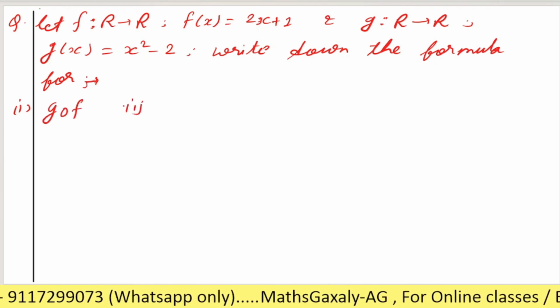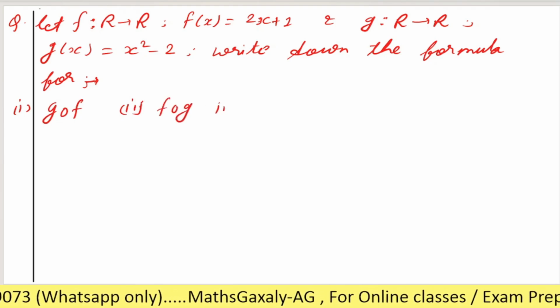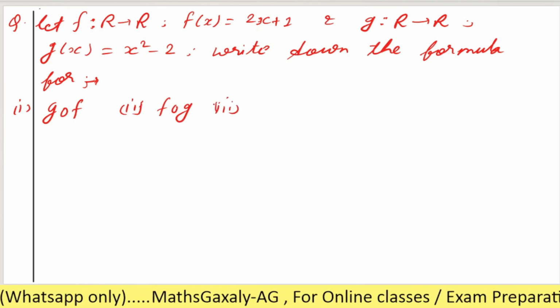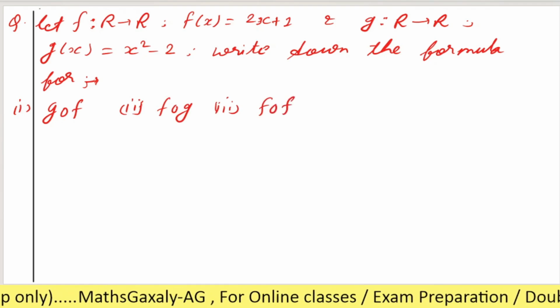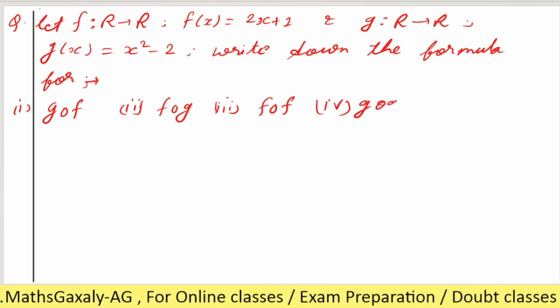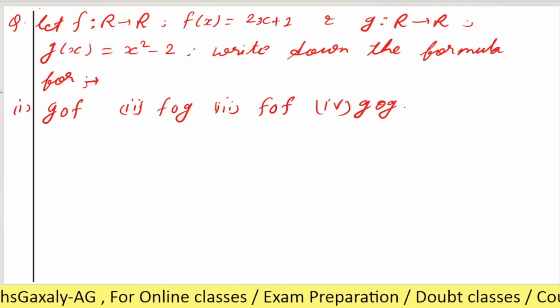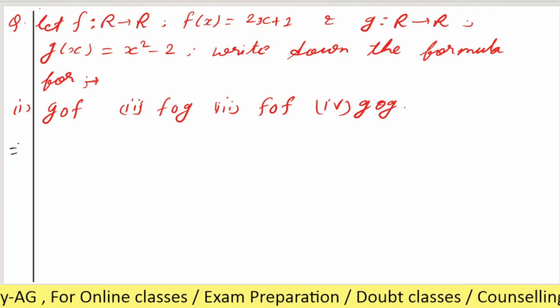The formula: the first one is for gof, the second is fog, the third is fof, and the fourth one is gog, okay? So for these, you have to find the formula. Now, tell me what is your doubt.